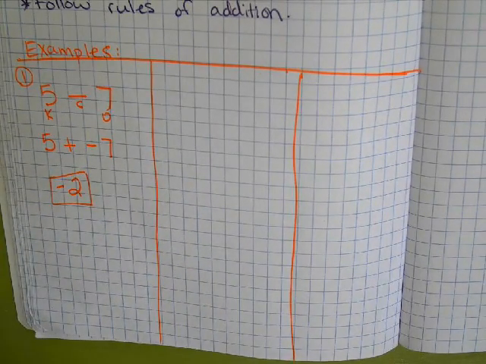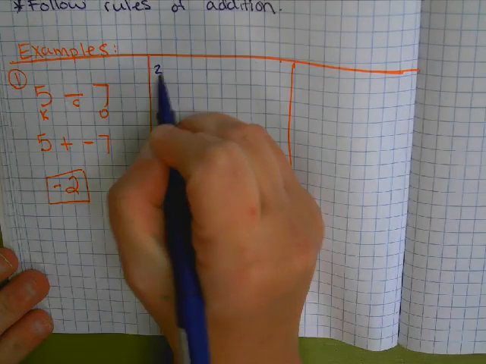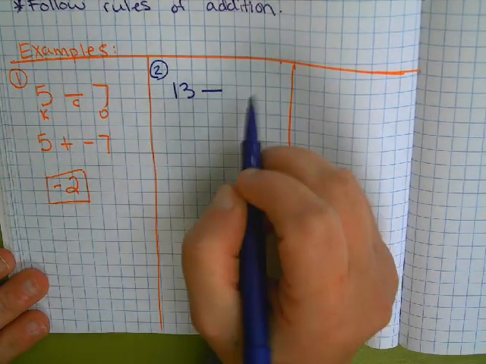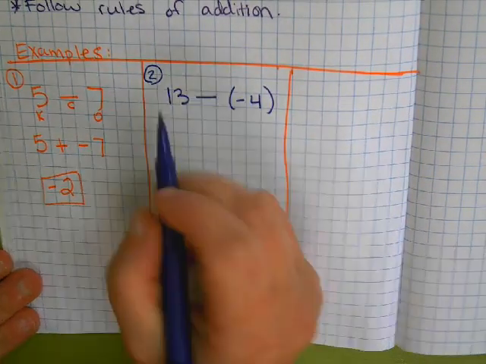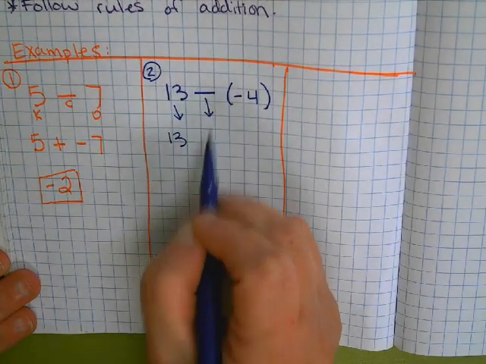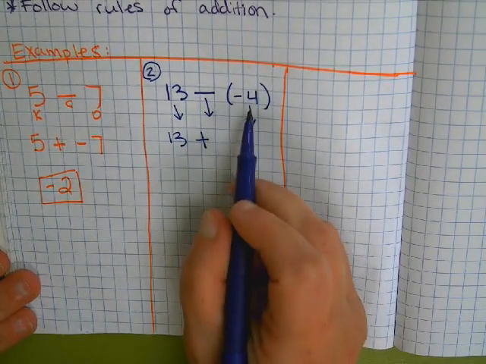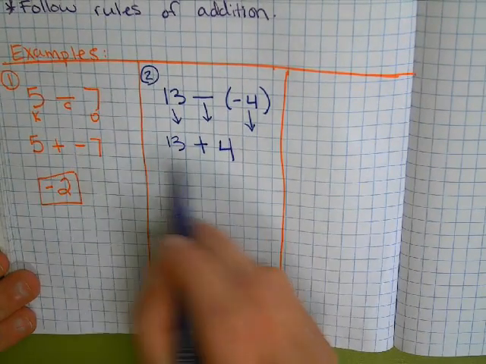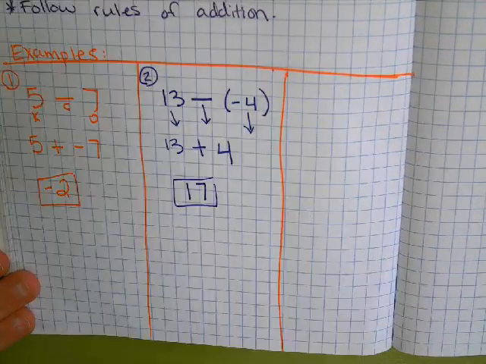Okay, let's try another example here. So number 2, 13 minus negative 4. We're going to keep the first number the same. We're going to change the subtraction to addition, and then we're going to take the opposite. The opposite of negative 4 is 4. So now we have 13 plus 4. They're both positive. So I add, same sign, 17, and we keep it positive.